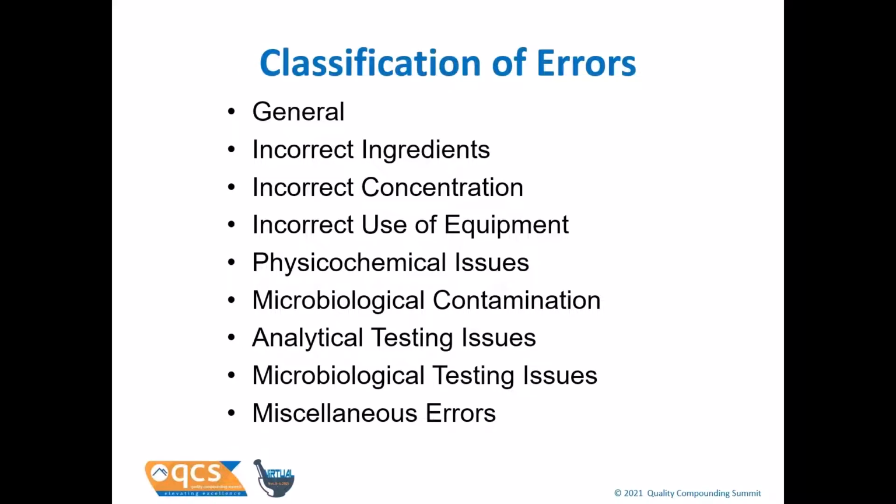Errors involving incorrect ingredients or incorrect concentrations, even the incorrect use of equipment, and we're going to spend a little bit of time on that. Then there'll be some physical chemical issues that are involved, like incompatibilities, and it's interesting that these also have a relationship to the clinical pharmaceutics that we'll be discussing at the end of the presentation. Errors can also involve microbiological contamination, even analytical testing, whenever samples are sent to the laboratories.